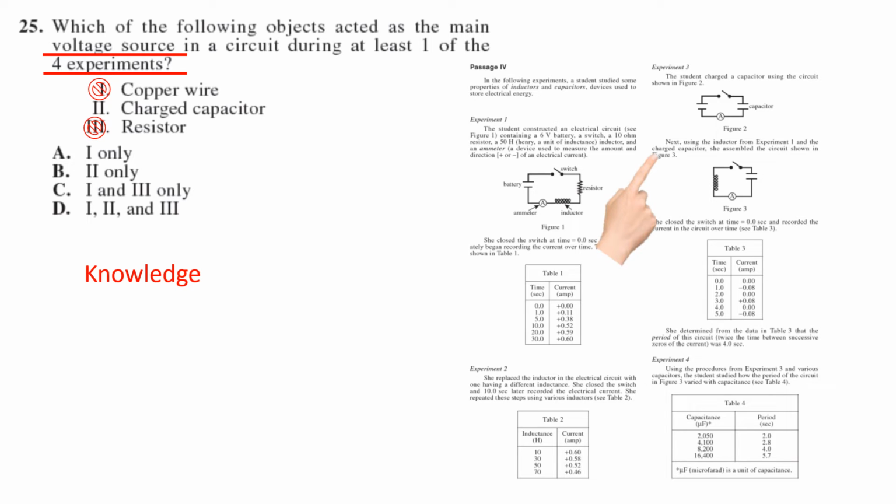So even if we look at it in the experiment, it says use the inductor from experiment 1 and the charged capacitor. So that's what they're using it for, to provide the energy. So the only one that works is choice B because we have to eliminate 1 and 3. So B.